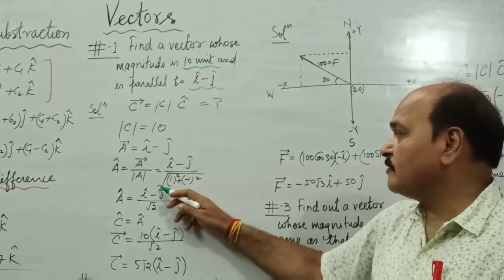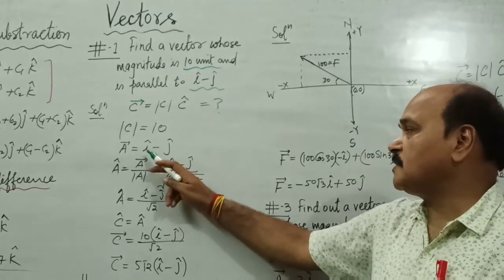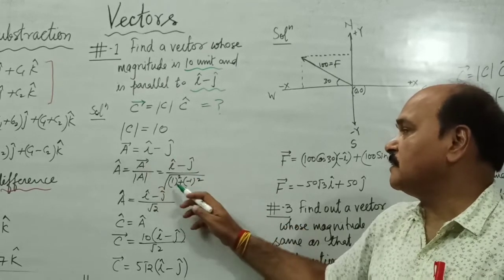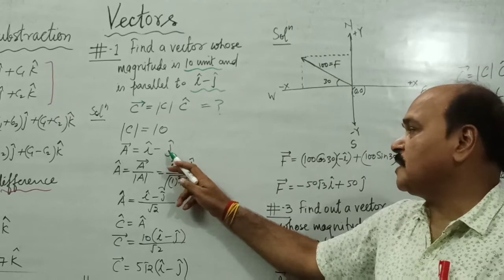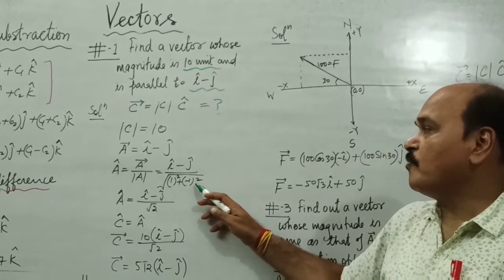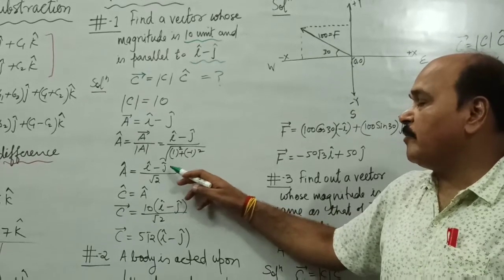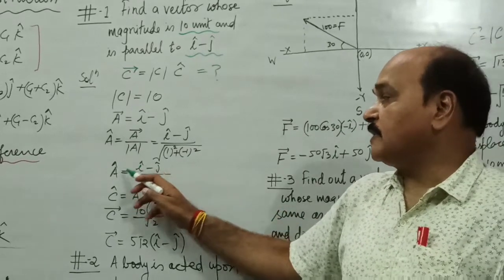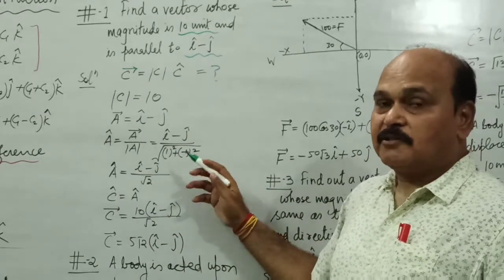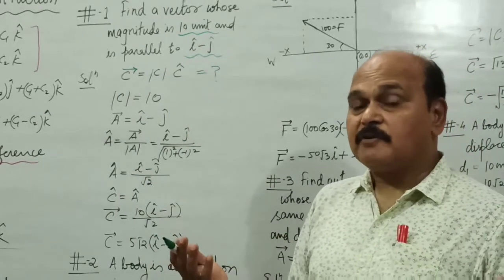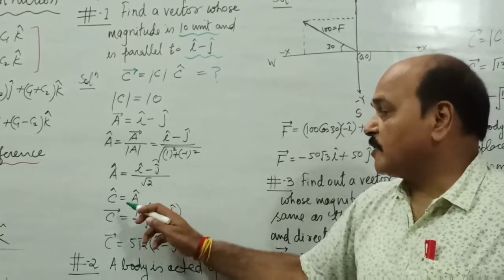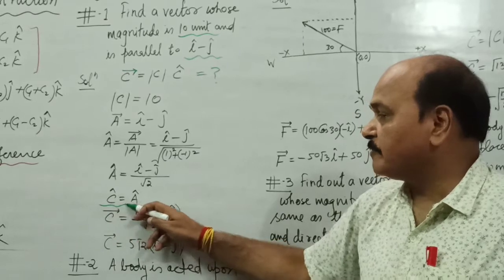The magnitude of this vector is going to be the square root of the sum of the squares of the coefficients. What is the coefficient of i? 1 here. And what is the coefficient here? Minus 1. So 1 square plus minus 1 square, that is root 2. So i minus j upon root 2 is A cap. That is the direction of A. The direction of this vector is this, and this direction is the same as that of the vector C which we are supposed to find out. So as per the question, C cap is equal to A cap.